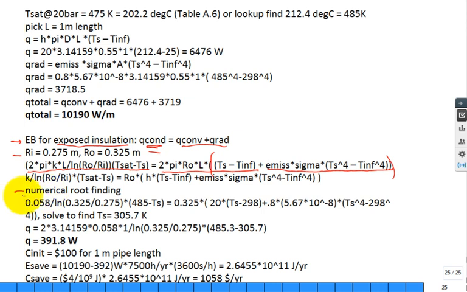Okay, you need numerical root finding. These are the numbers that I had. When I solve it, it comes in at 305.7 Kelvin. So maybe you have a sign switched in the equation. Once I know that surface temperature, that's the hard part, then I can come back and solve for Q. How do you think I used this one? I just did Q conduction. I just went back to this part of the equation to calculate 391.8.